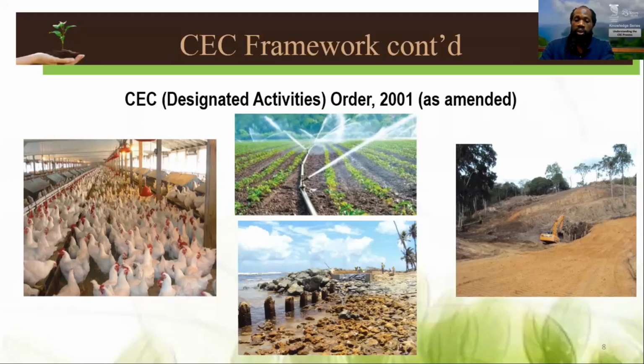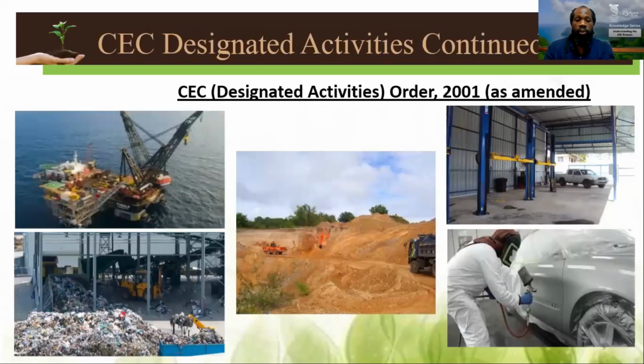Earthworks, as well as coastal type activities. Coastal type activities could range from land reclamation to coastal protection. Even where critical assets may be at risk because of issues such as climate change or an adjacent activity which may result in some issue at that particular site, these also fall within the scope of the CEC designated activities order. Some further activities by sector include oil and gas exploration, both onshore and offshore, waste management, processing and recycling facilities, quarrying or mining, as well as service type activities such as automotive repair and auto body operations.